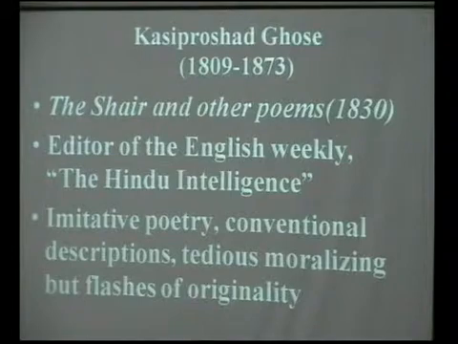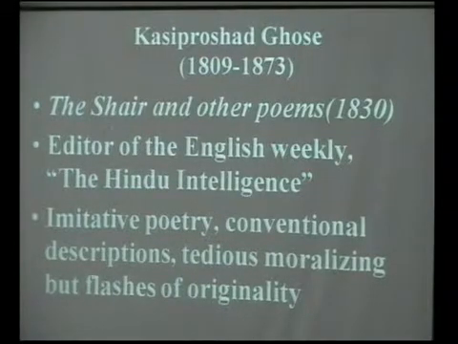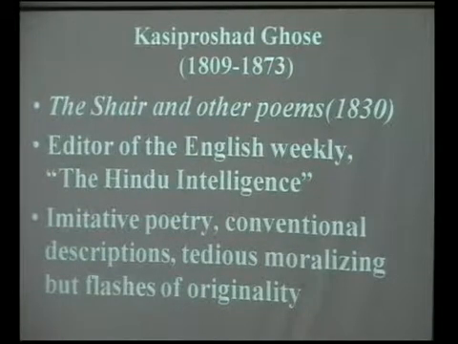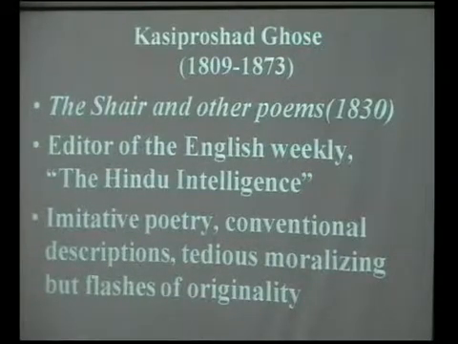The second name on our list, Kasiproshad Ghose, is known for his poems. The Shire and Other Poems is the title of his collection, published 1830. He was also editor of the English weekly, The Hindu Intelligence. His poetry is somewhat imitative, but it is also original in many ways. The fact that it tends to moralize, make use of conventional descriptions is very natural if we look at the time during which he was writing.